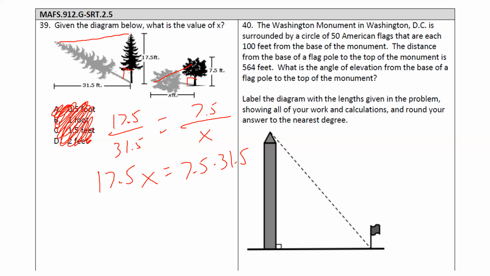So now, once you have that equation from cross multiplying, simplify and then solve for X. So we have the 7.5 times the 31.5 gives us 236.25. Divide off the 17.5 and you get 13.5, which I said earlier, just looking at the first diagram, our shadow is almost double. Here, our shadow is almost double the height of the tree. So again, that looks like an answer that is correct.